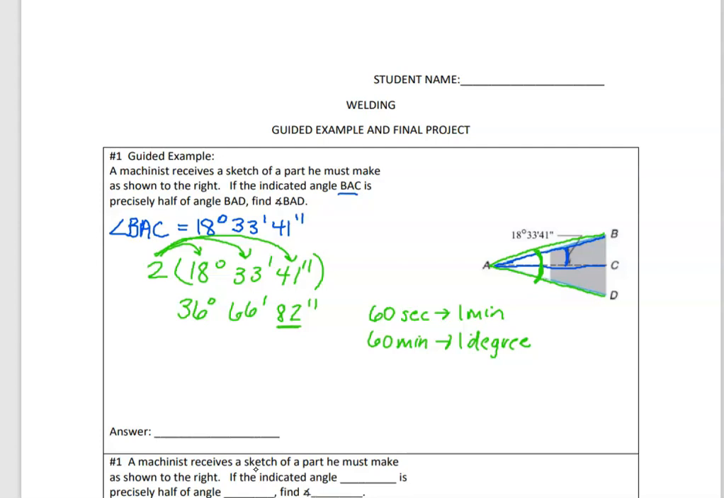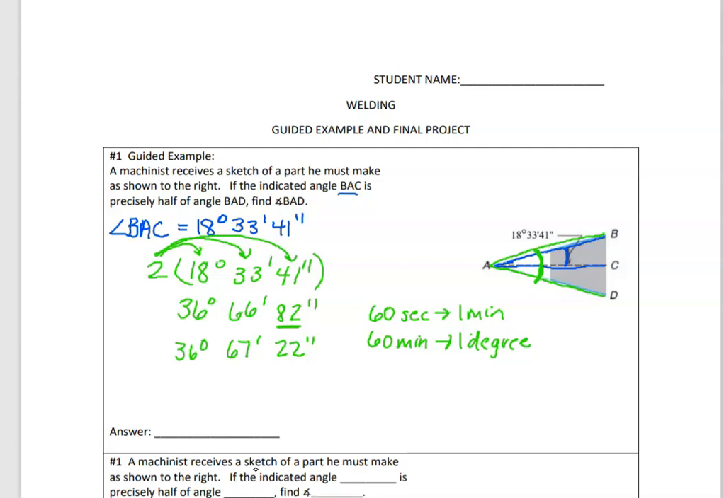60 will go into 82 one time, and if you do 82 minus 60, you would have 22 seconds left. Well, that one that I divided out would go over to the next unit, so I would have 67 minutes, 36 degrees. So I took care of that.